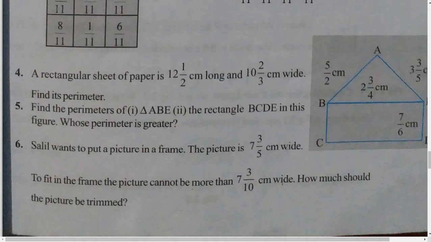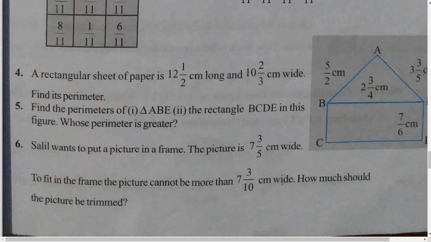Next question, the 5th question. Find the perimeter of triangle ABE and the rectangle BCDE in this figure, and say whose perimeter is greater. See, this figure is for the 5th question. The perimeter of triangle ABE is the boundary length of the given triangle. So to get the boundary length we have to add the side lengths. We have to add these 3 fractions, which will give you the perimeter of this triangle.